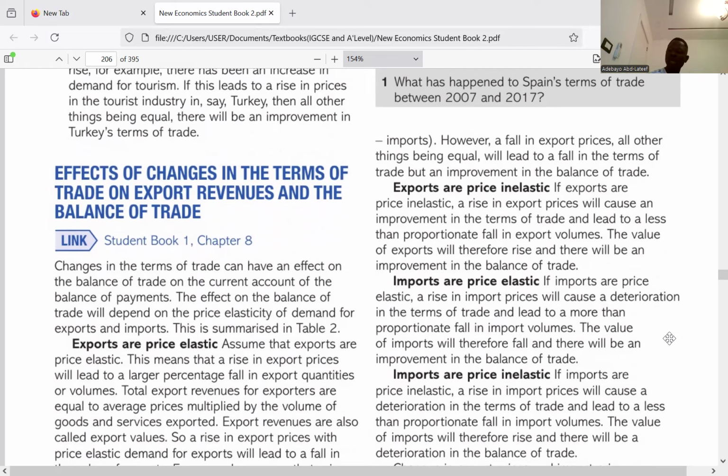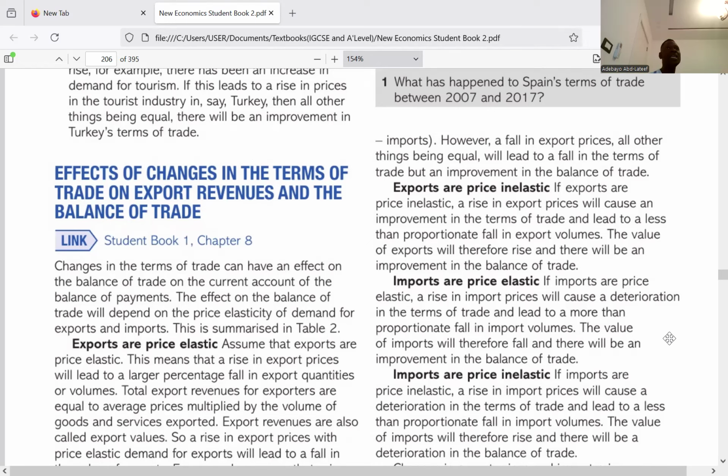Get the point here? If demand for export is price inelastic, whatever price they sell, foreign customers will still buy. And because foreign customers are going to buy, a rise in price will improve the terms of trade and improve the balance of trade. Unlike if it is elastic.